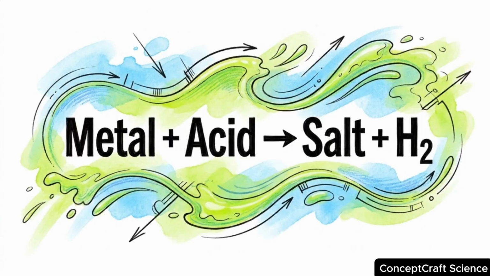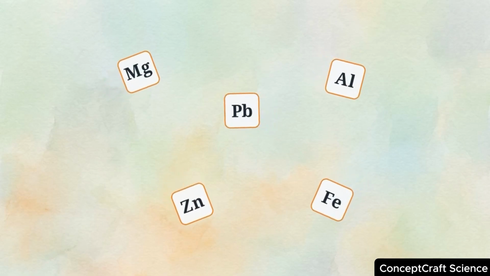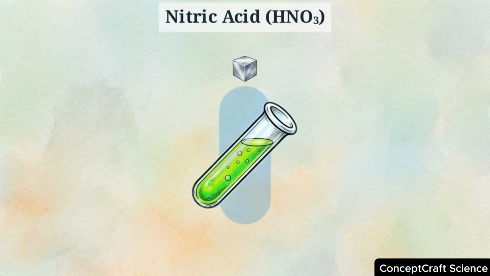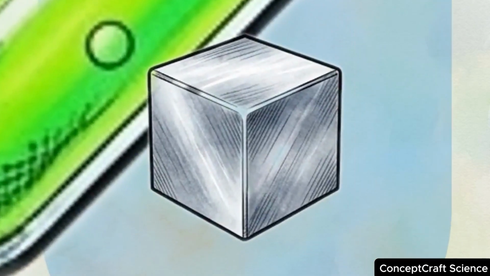The chemical formula is identical for all of them, yet the extreme differences in speed and heat prove that these elements exist in a strict hierarchy. There is a major exception to this rule: nitric acid. When we drop a metal in here, we don't get the standard hydrogen gas release. To see why, we have to look closer at the molecules.